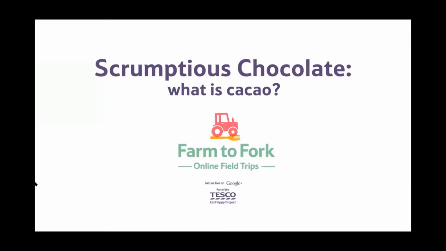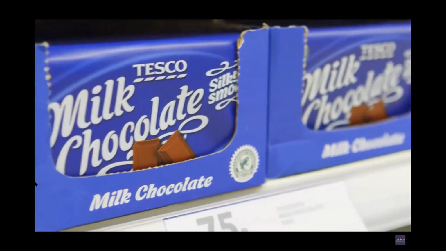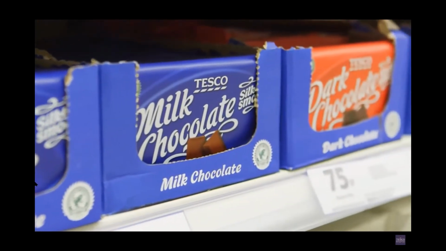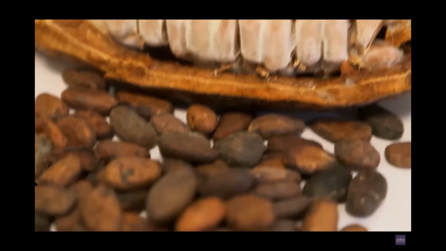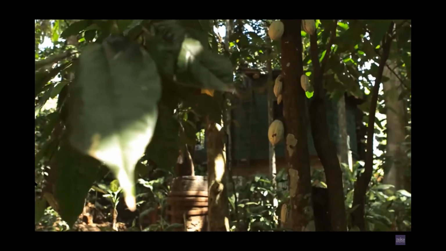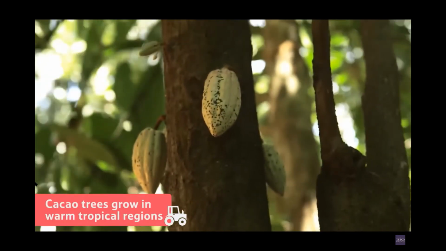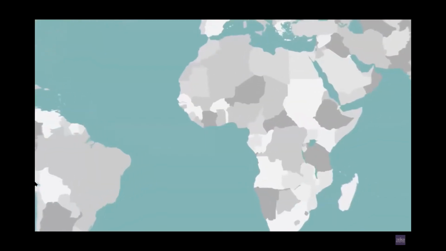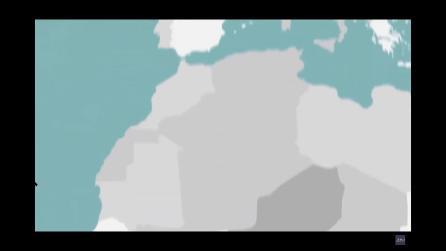What is cacao? Have you ever wondered which ingredients go into making chocolate? Would you be surprised to learn that one of the main ingredients is a kind of seed that looks like this? The seeds grow on cacao trees, which can be found in warm tropical regions, such as here in the Ivory Coast, which is on the west coast of Africa, nearly 3,000 miles away from the United Kingdom.